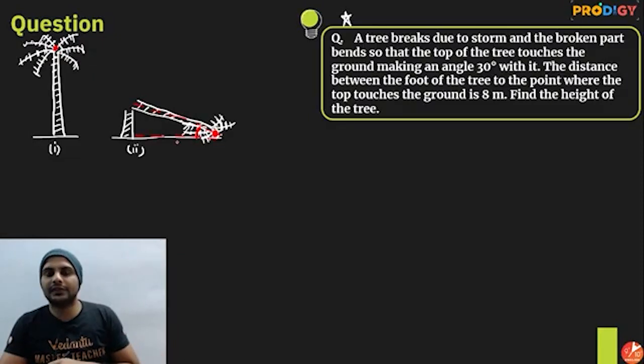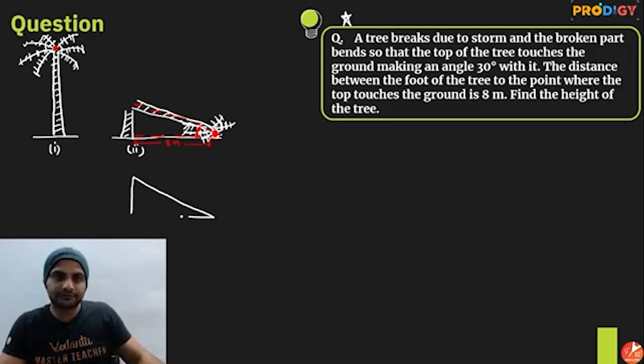All right, the distance between the foot of the tree, over here, and the point where the top touches the ground is given as 8 meters. Find the total height of the tree. So now understand, guys, let's make a line diagram for this second figure. The line diagram will look something like this. This is 30 degrees and this is given as 8 meters.